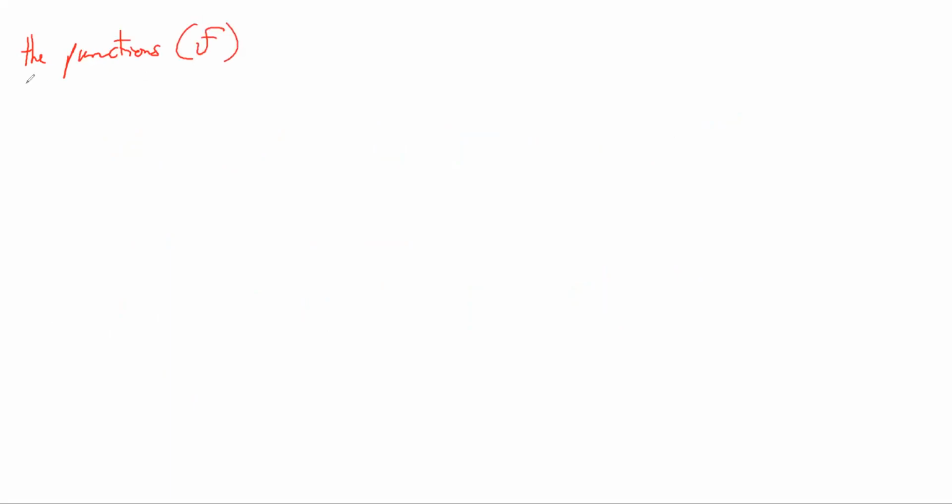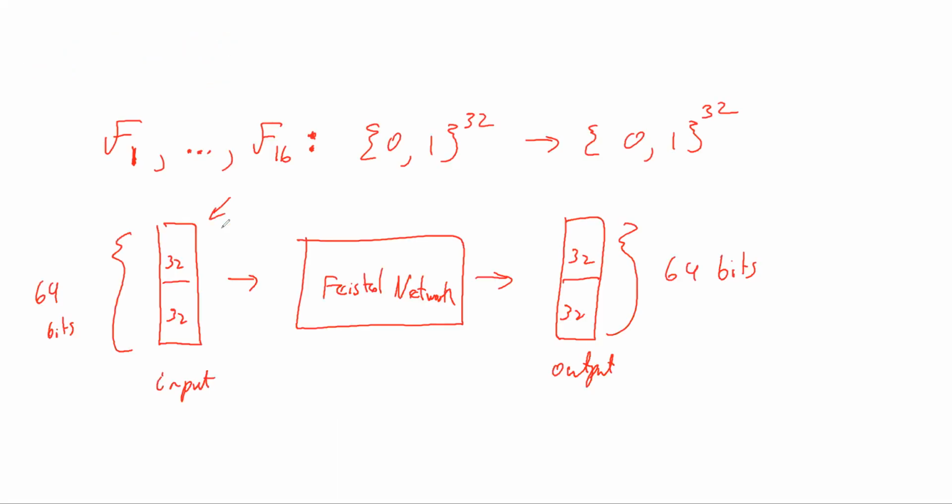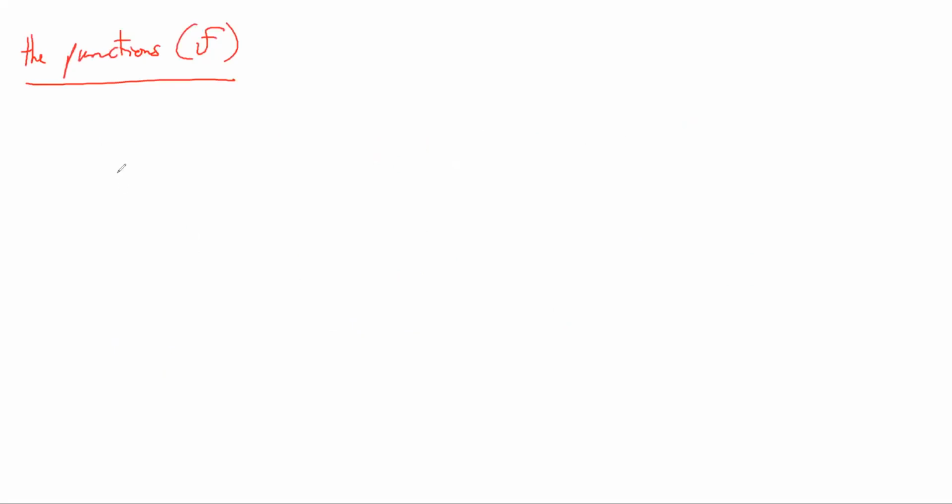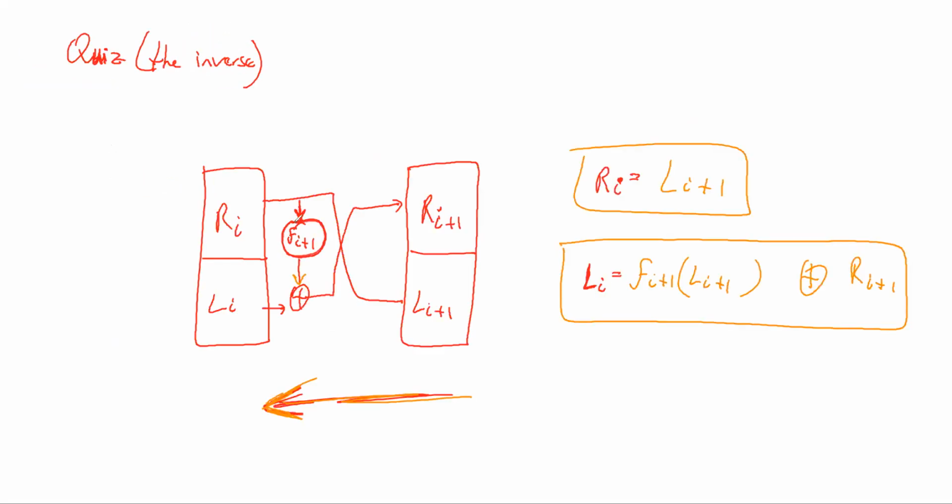Okay, so the function is f. We're going to say we have blocks that are 32 bits. Let's imagine that's what we're using, 32-bit blocks. Remember, these are the functions f. So what I'm describing right now is that it takes 32 bits over here and it outputs 32 bits over there. That's really what's being described right now.